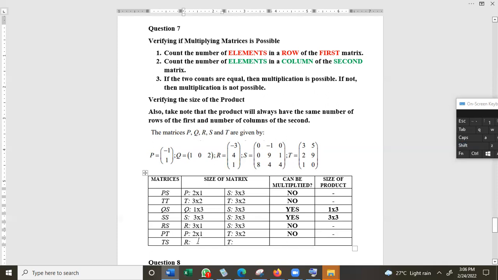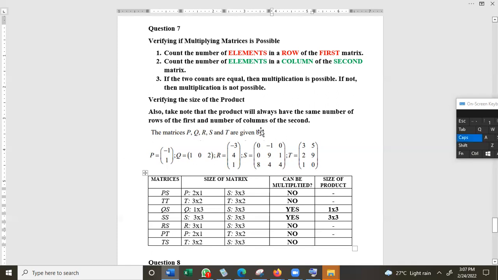What about T times S now? T times S. T now is a 3 by 2. I have T there, so what I have to put there is T by S. And S is a 3 by 3. We see that already. We look at those two inner numbers there, a 2 and a 3. No.